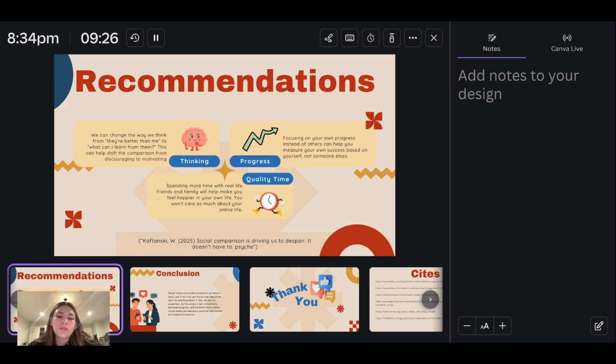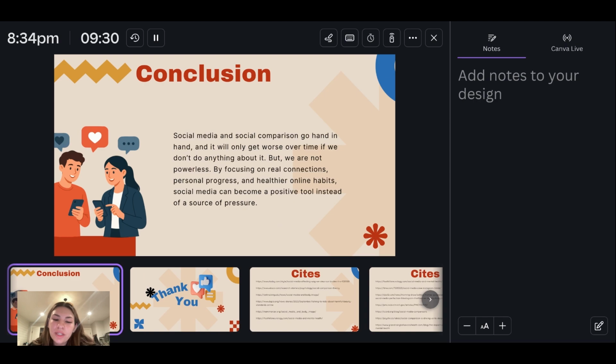In conclusion, social media and social comparison go hand in hand, and it's only getting worse over time. The case studies and research show that unrealistic beauty standards and algorithms can impact self-esteem, mental health, and physical health. However, we are not powerless against it. If we change the way we think about comparison, spend more time with friends and family, and push for healthier online environments, we can reduce the negative effects.